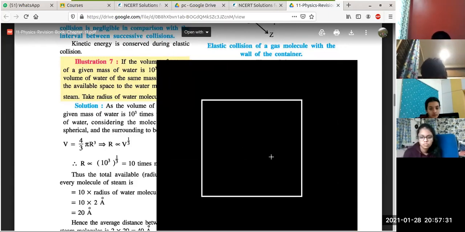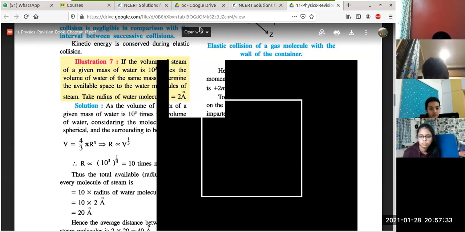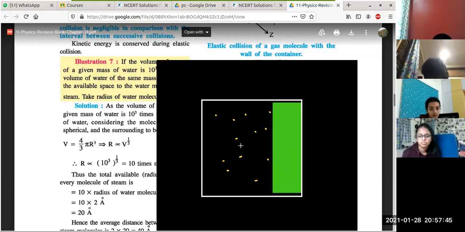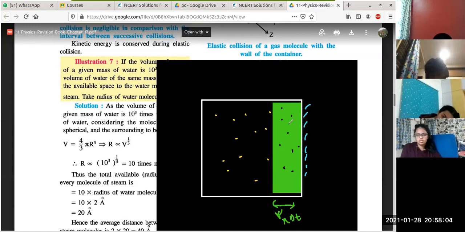If this is the front face of the cube, then all the molecules, there are many molecules, all the molecules in this range, what range? The range is Vx delta T. All the molecules which are there will come and hit this wall in time delta T, right? Do you understand this? Yes.